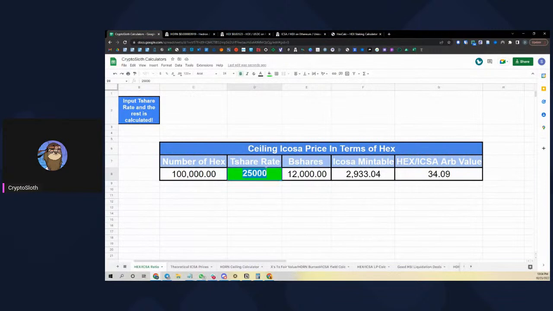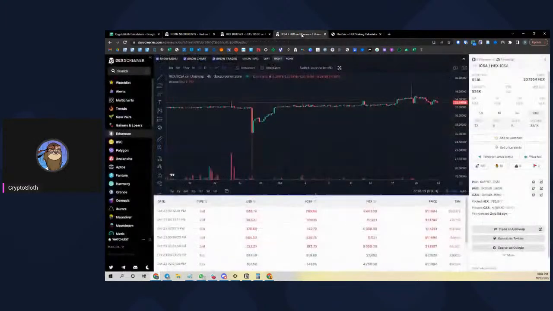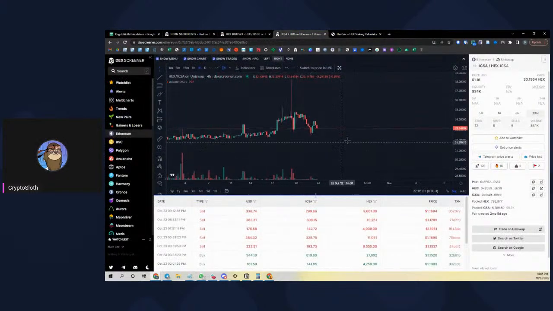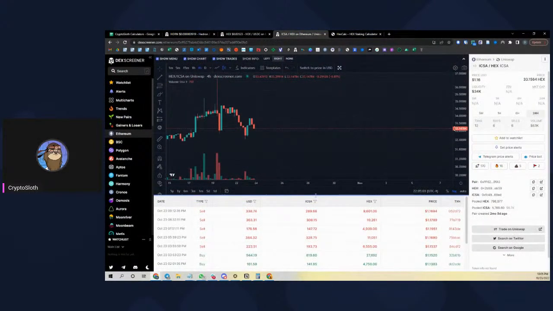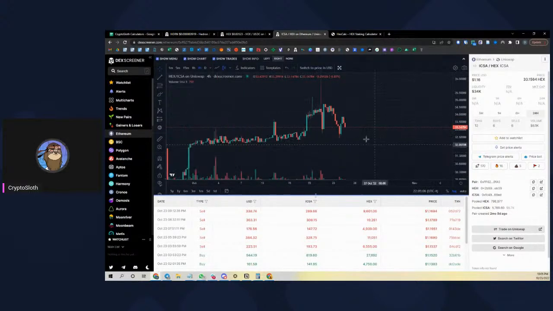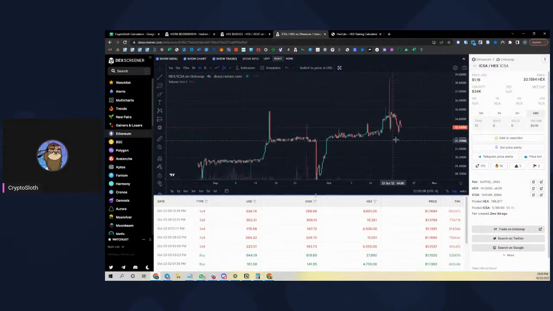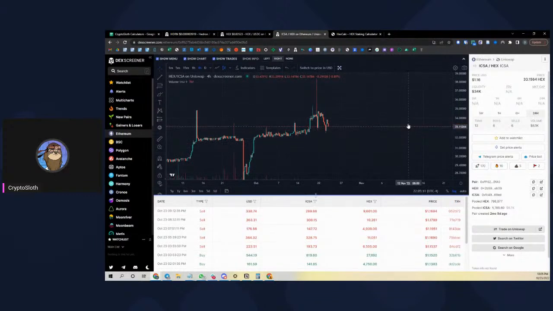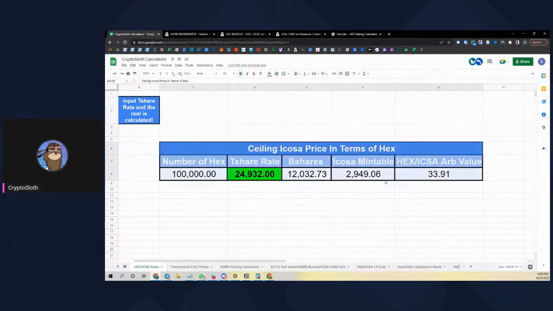24932. All right, so it's 33.91. Let's see what the actual ratio is in the market. All right, 33.14. So that means it is actually a little bit of a discount to get ICOSA. So if you want to buy some ICOSA, it would be better to do it off the market right now than giving up an HSI. Yeah, so that's the first one. Pretty simple, pretty straightforward, and we'll slowly get more complicated from here.